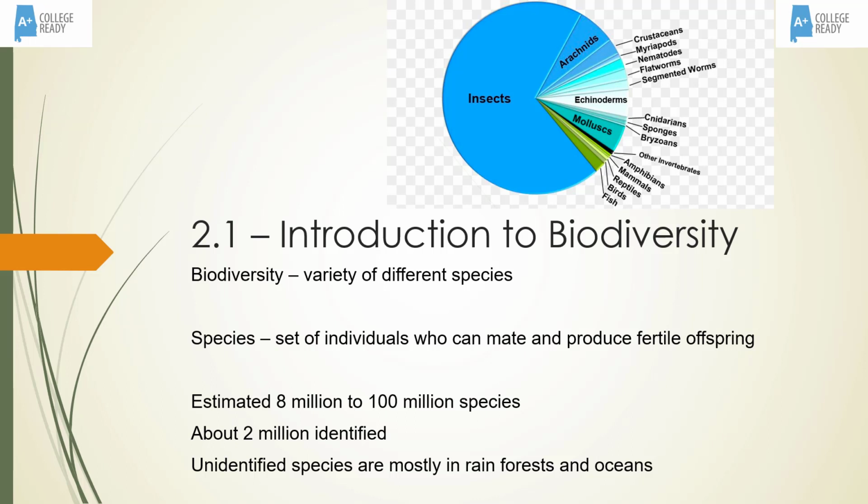It's estimated that there's somewhere between 8 and 100 million species on our planet, with only somewhere in the 2 million range actually identified. Most of those unidentified species are going to be found in rainforests, the deep oceans, and again, most are probably going to fall into the smaller categories as far as size-wise.